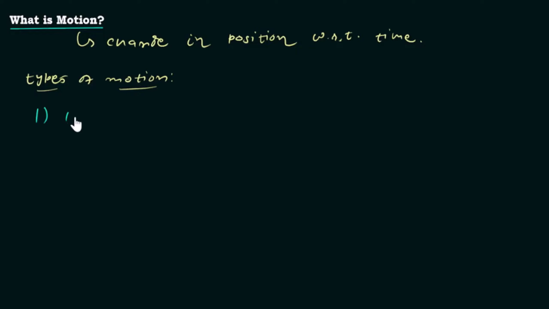First is one dimensional or rectilinear motion, which basically has a single axis. I can take it as x-axis separately, y-axis separately and z-axis separately.